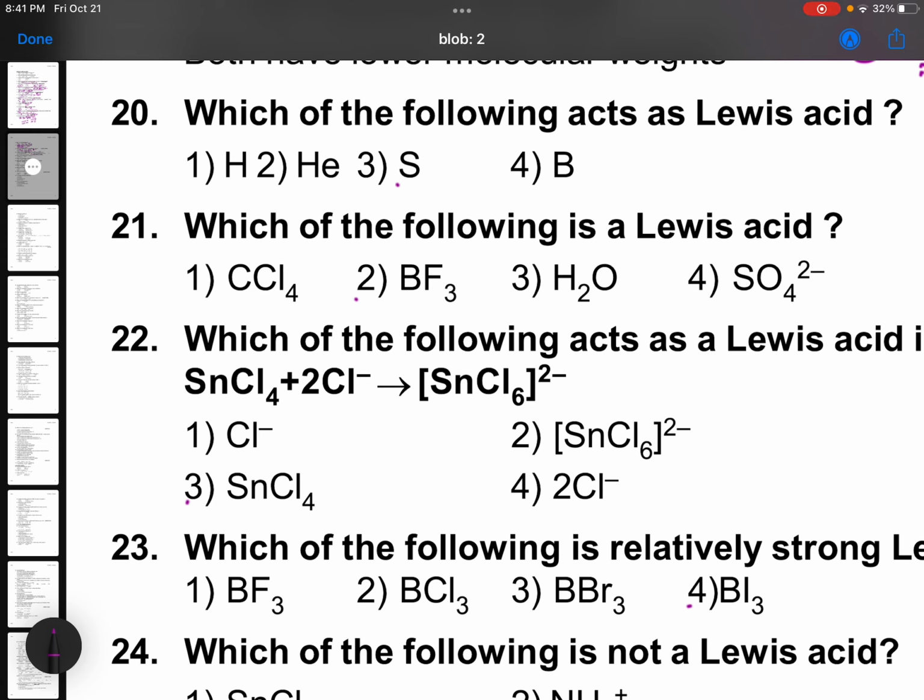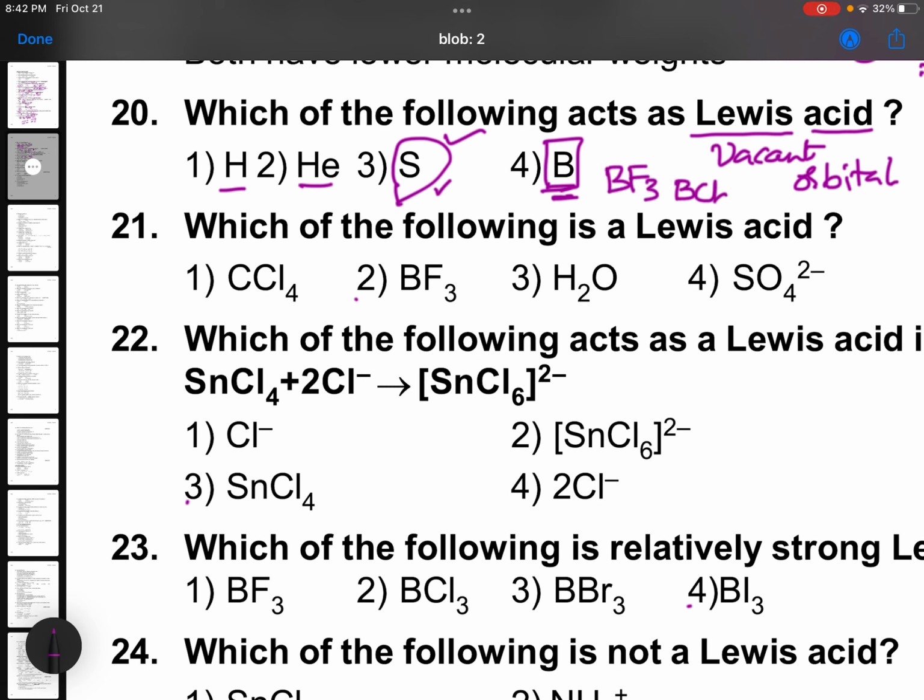Which of the following acts as Lewis acid? To function like Lewis acid, there should be vacant orbitals. Vacant orbital is present in which of these? That is sulfur, boron, helium, hydrogen if you take. Boron can also function, but only boron generally isn't available. Boron is highly reactive, boron is available in the form of different compounds. But sulfur is possible and sulfur is having vacant orbital, so sulfur is the best Lewis acid here. BF3 is Lewis acid, BCl3 is Lewis acid, and only boron is generally not available.